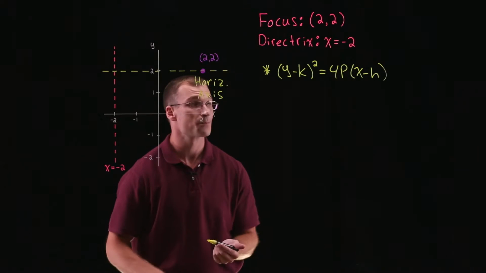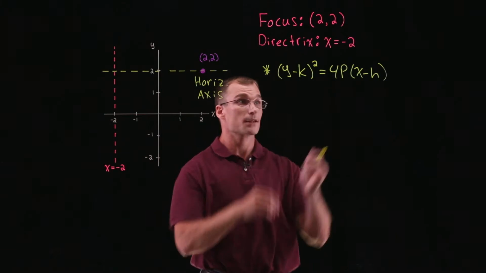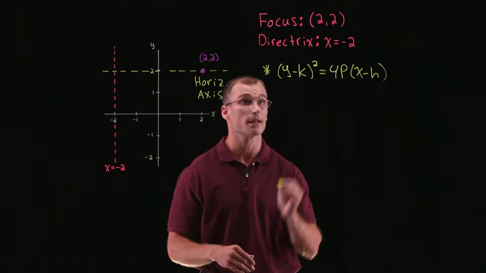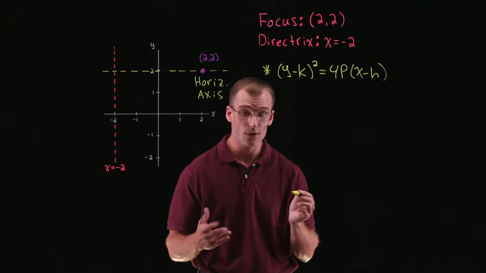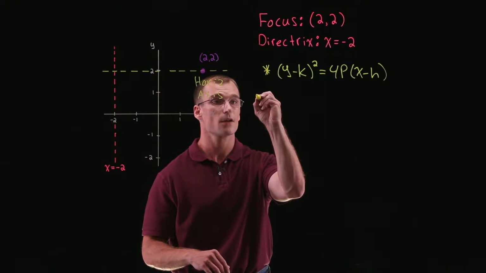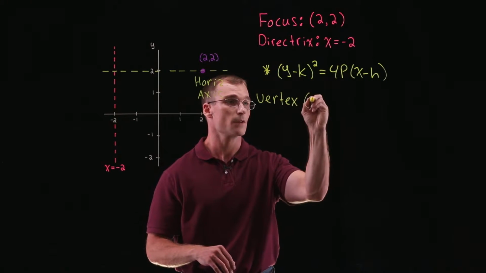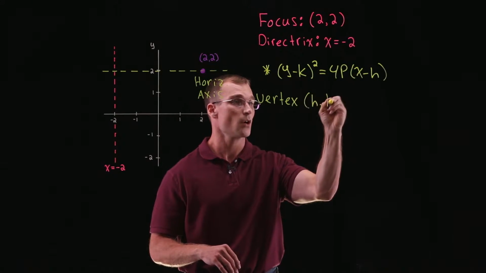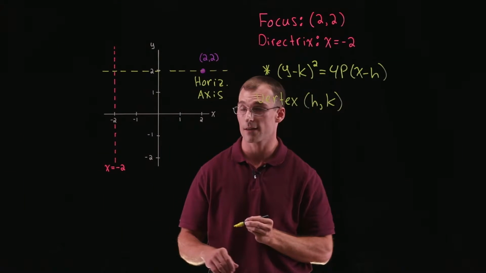Now, how does that help us? Well, coming back to the standard form of our equation, we have three values we need to put in. We need to find k, h, and then p. So let's start with k and h. Those are the coordinates of our vertex. The vertex has x coordinate h, y coordinate k. Now, how can what we've drawn help us find that?